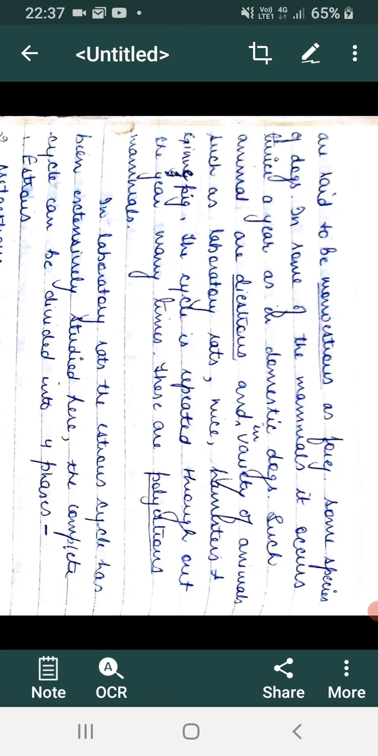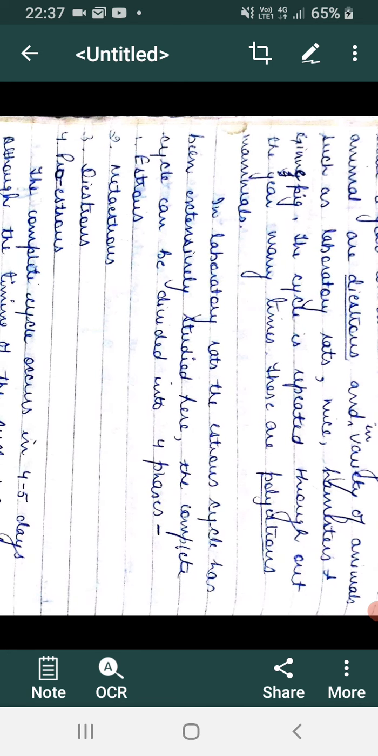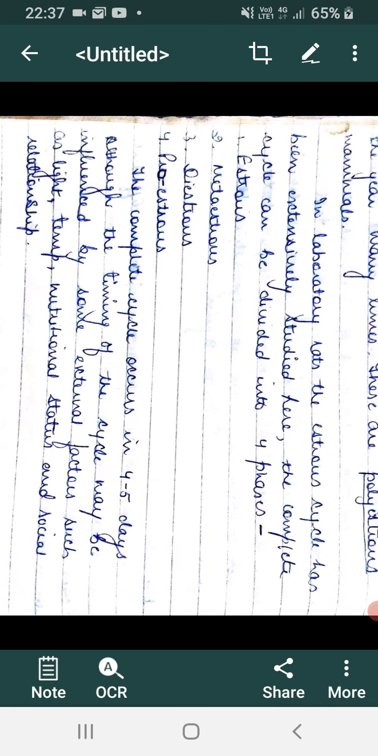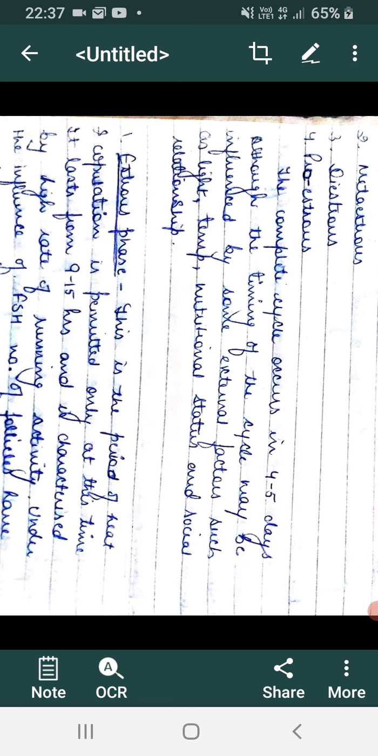In rats, the estrus cycle can be divided into 4 phases, namely estrus phase or the heat period, metaestrus, diestrus, and proestrus. And the complete cycle takes 4 to 5 days to complete. And the timing of this 4 to 5 days is influenced by many external factors like light, temperature, nutritional status, and social relationship.